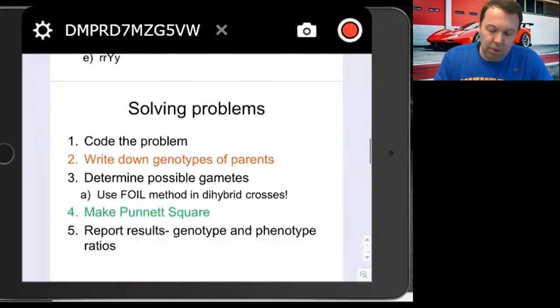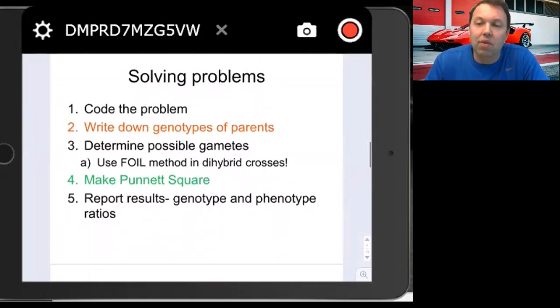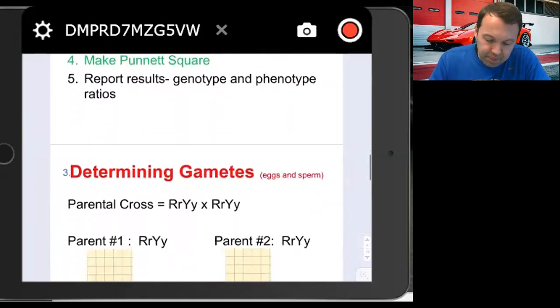All right, so now that we know how to code the problem and write down the genotypes of the parents using the vocabulary, we can go ahead and start to determine the gametes for each parent. This is the trickiest step, but we're going to pull in a math test here, so you can try this one. We're going to use the FOIL method in dihybrid crosses to figure out the gametes.